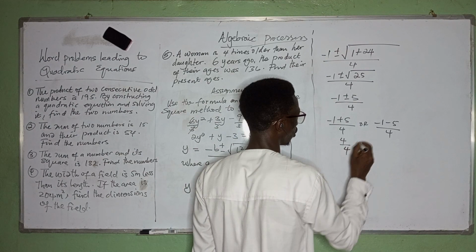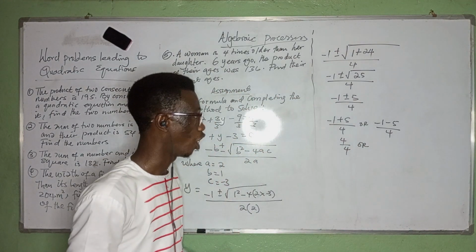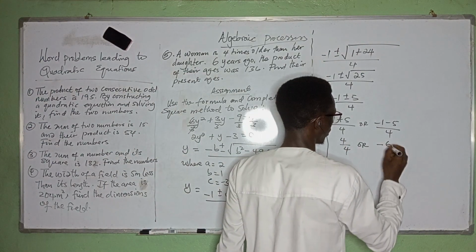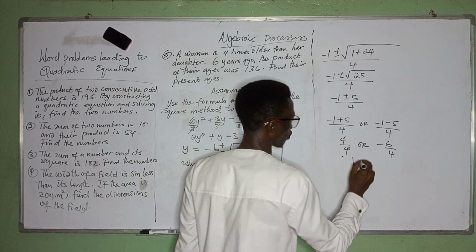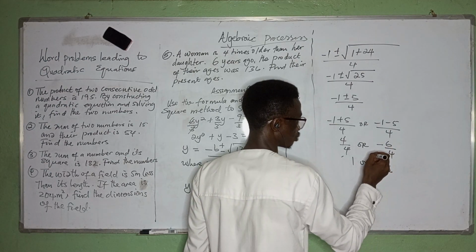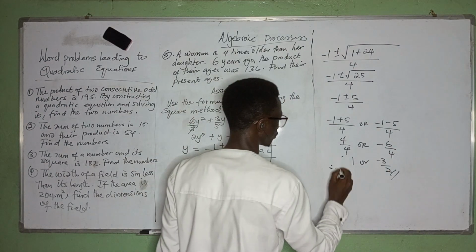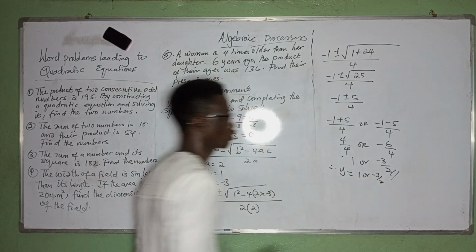So 4 over 4, or this one: because they have the same sign, all you have to do is add them and take the common sign. That's minus 6 over 4. Now you reduce by 2, so this becomes 1, or minus 3 over 2. So that is your answer. Therefore, y is 1 or minus 3 over 2.